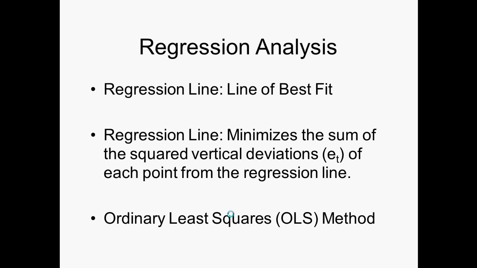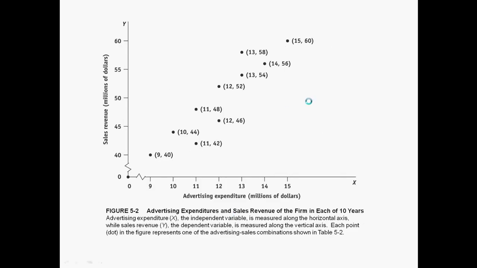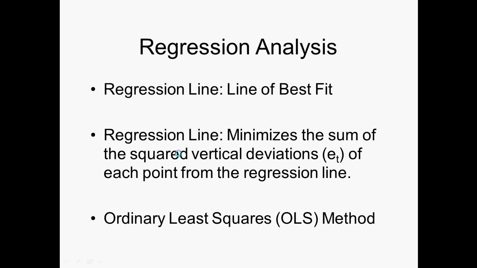So this is kind of the same as if you eyeballed it. You'd say, well, what line sort of fits the best through these points, and you'd probably draw something that runs kind of through the middle. But we're now going to think about that process more mathematically and formally, and we'll define the regression line as the line that minimizes the sum of the squared vertical deviations of each point from the regression line.